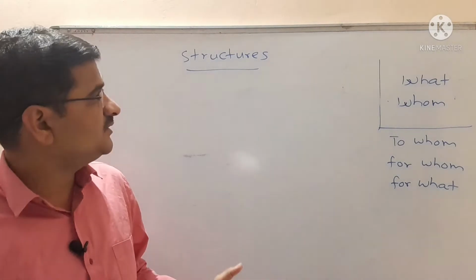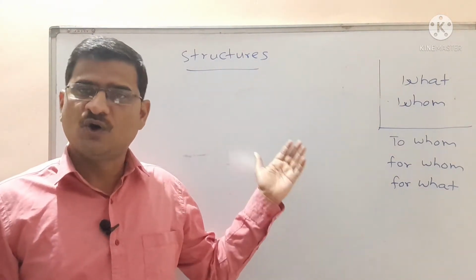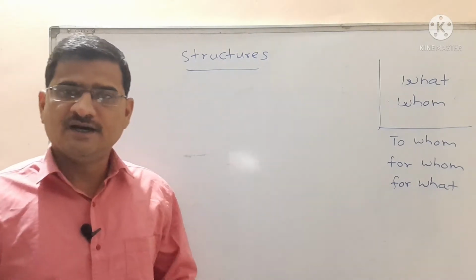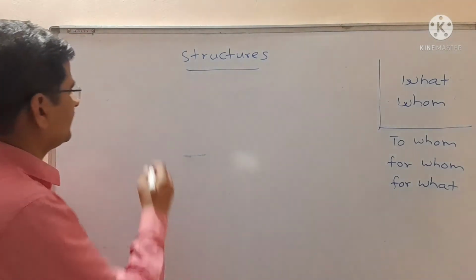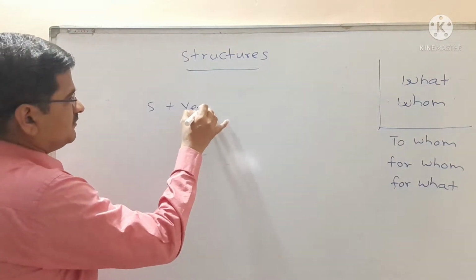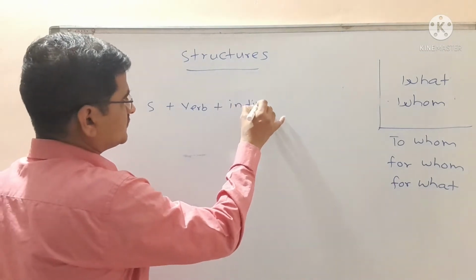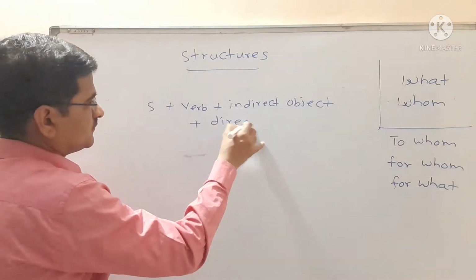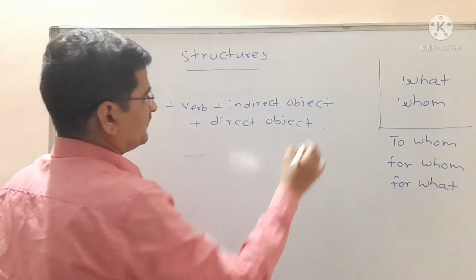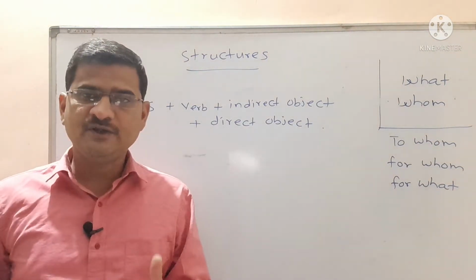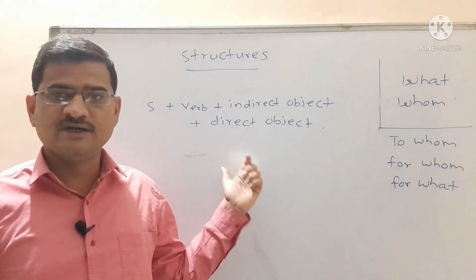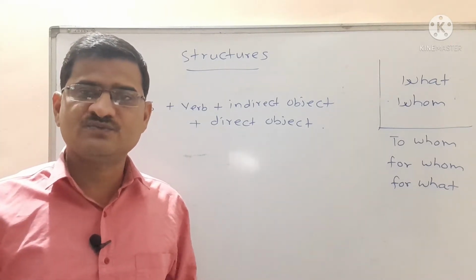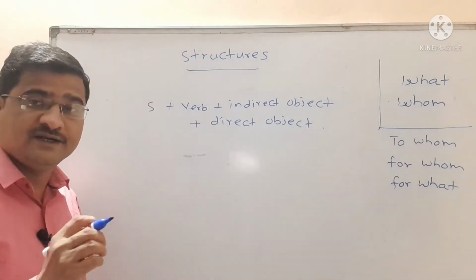We have started to study the various structures of English language. Today we are going to study one more structure. Please have a look at the board. Subject plus verb plus indirect object plus direct object. In this video we are going to study this particular structure. I will write a few sentences on the board. With the help of those sentences we will study this structure in detail.